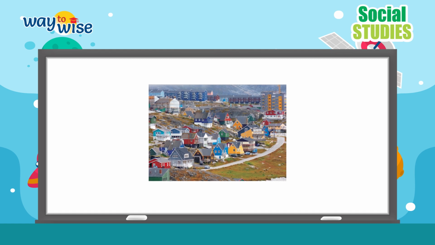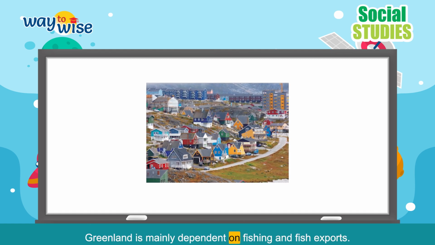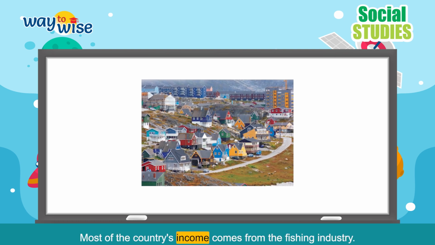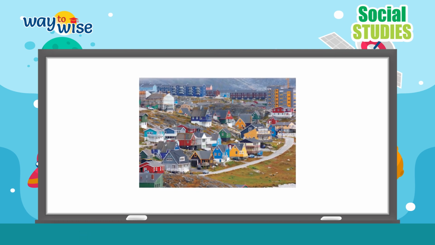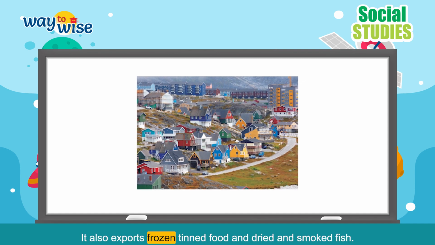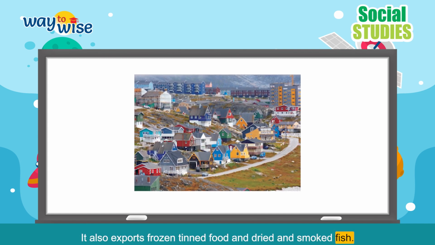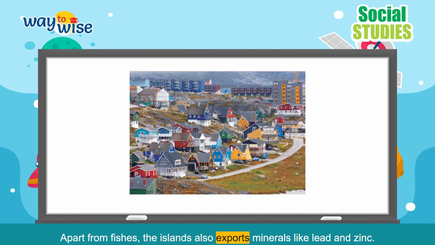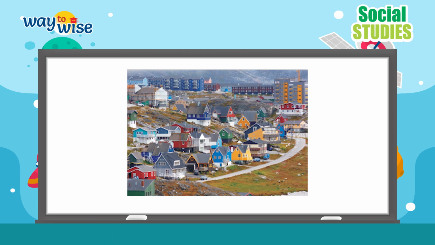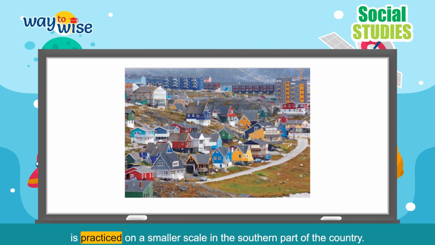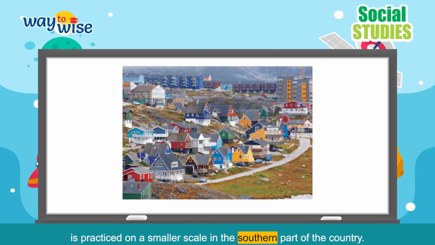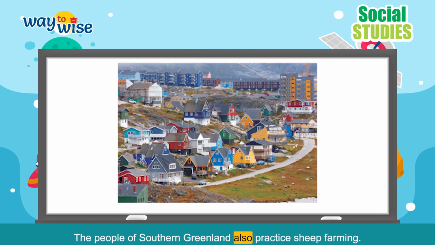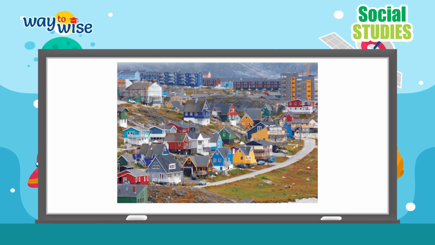Economy. Greenland is mainly dependent on fishing and fish exports. Most of the country's income comes from the fishing industry. It also exports frozen tinned food and dried and smoked fish. Apart from fish, the island also exports minerals like lead and zinc. Agriculture is practiced on a smaller scale in the southern part of the country. The people of southern Greenland also practice sheep farming.